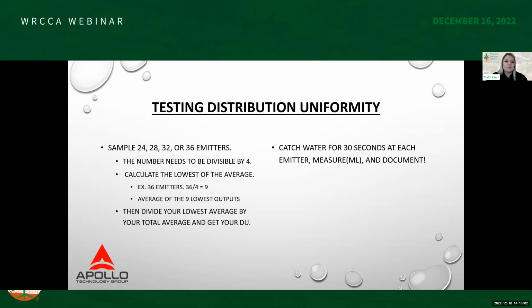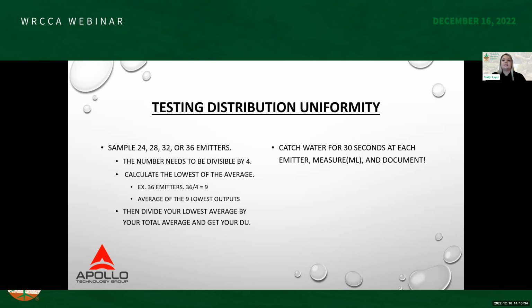So to test for distribution uniformity, my company offers this complimentary to all of our growers and to any prospects we have. I'm not certain if there are a lot of irrigation companies that offer this, but it can never hurt to ask. So the goal is to pick a number divisible by 4. 24 is the minimum that I've read, and this is based off of the UC Davis standards. And then 40 is typically the highest. So we choose at Apollo Ag Technologies to do 36 emitters. So again, the number needs to be divisible by 4.